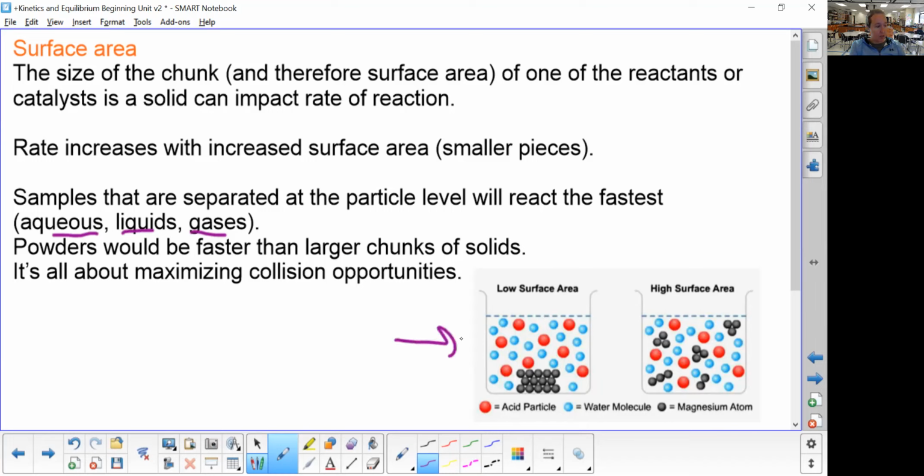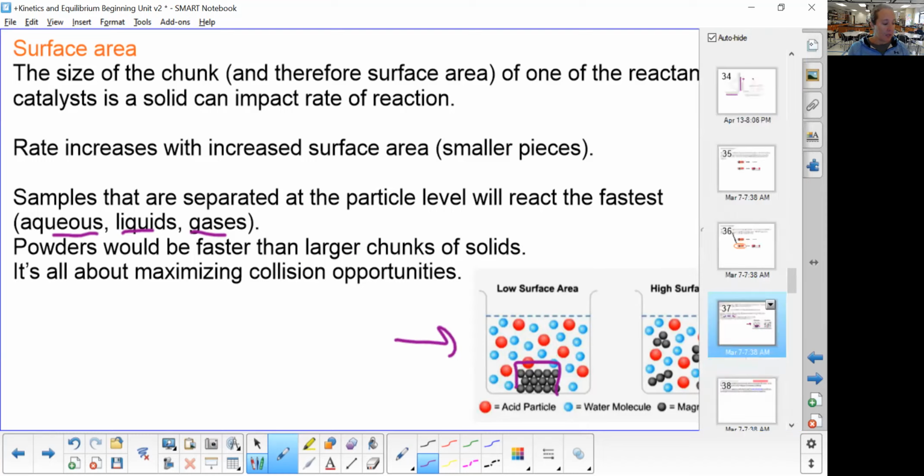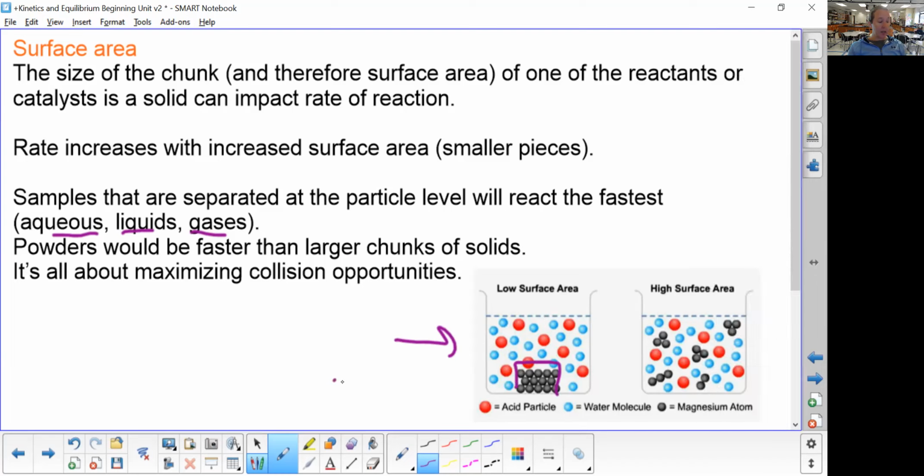So you can see here, if you have this magnesium atom and it is a solid chunk, the particles only have so much area to hit that chunk, versus if they're in smaller pieces, there's more chances. So I just wanted to show that. And then we're going to get into these mechanisms and where the rate law comes from. And that's what the next part of kinetics is going to show us.